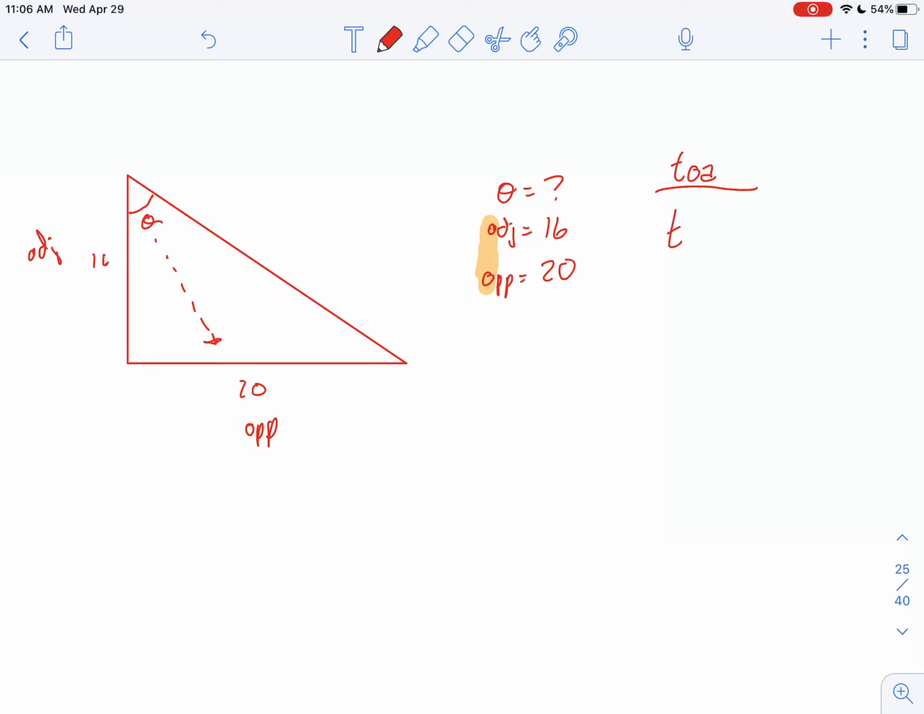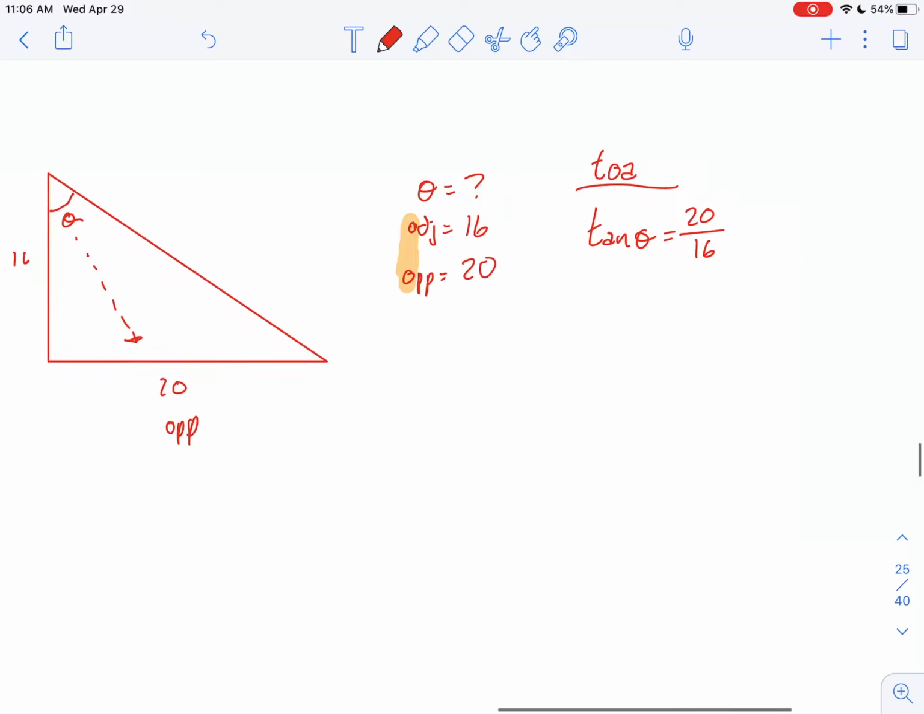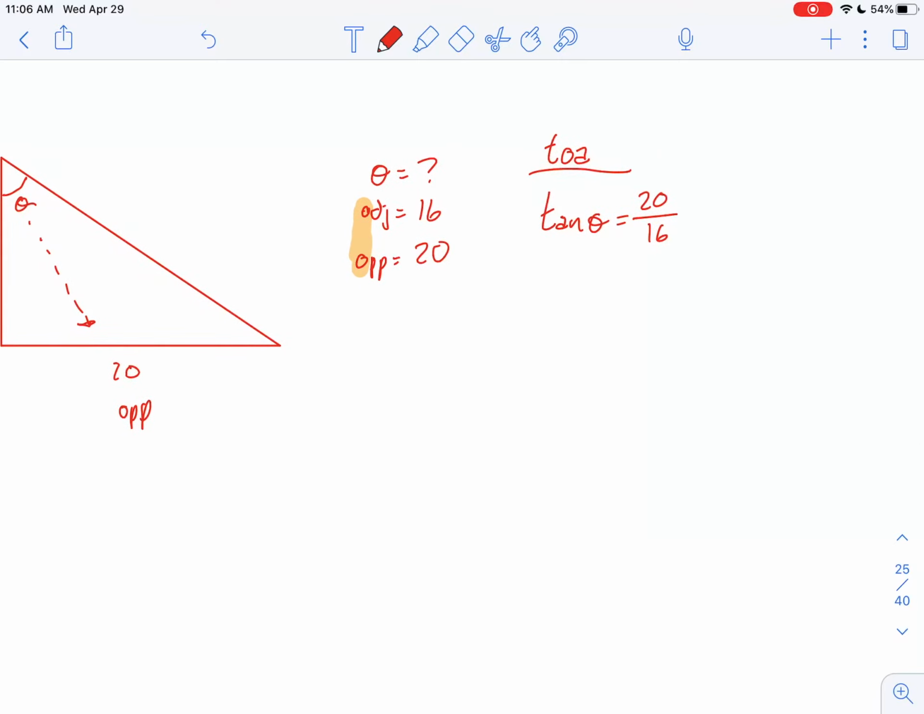So tan of theta is equal to opposite over adjacent, 20 over 16. And since I'm solving for the angle, I need to use the inverse. So I'm going to take the tan inverse of 20 divided by 16. Of course, we could reduce that fraction if we wanted to. I probably should have. Of course, you would. You're better than I am.